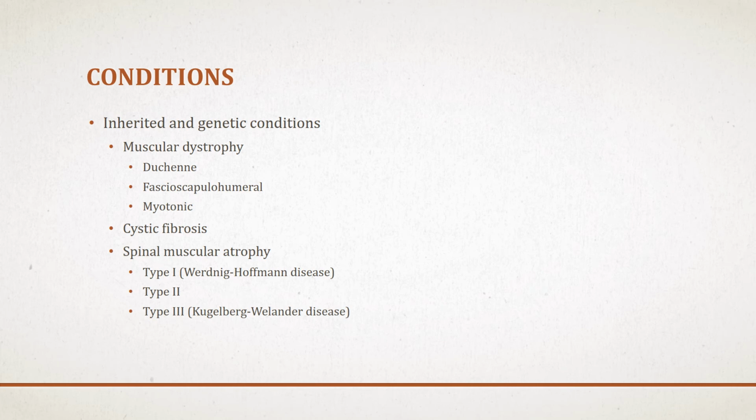Okay, so we can have conditions, inherited and genetic conditions. We already talked about this. We can have muscular dystrophy. The most common form is Duchenne's and primarily affects boys. The onset is between age 3 to 5. Then there's also fascioscapulohumeral. This usually begins in the teenage years, causing weakness in the face, arm, leg, and shoulder muscles. So you can imagine they might have trouble transferring on their own.